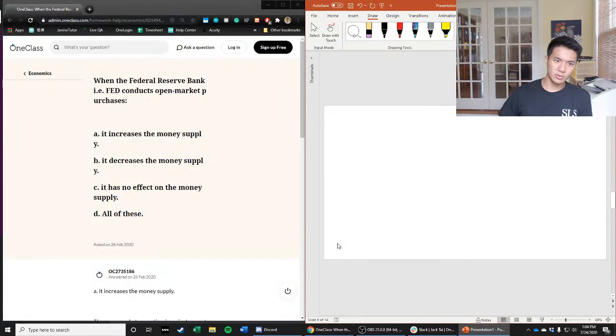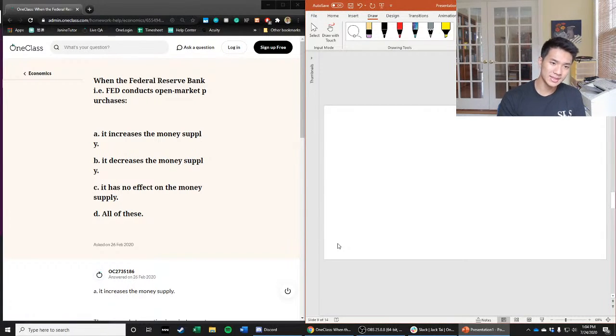And the next question says, when the Federal Reserve Bank, i.e. the Fed, conducts open market purchases, it increases the money supply, it decreases the money supply, it has no effect on the money supply, or all of these. And again, this echoes a previous question we went over today, but open market purchasing is when the government is buying back treasury bonds from banks or from individuals or from companies, and it's basically giving you back your money, right? Plus interest.